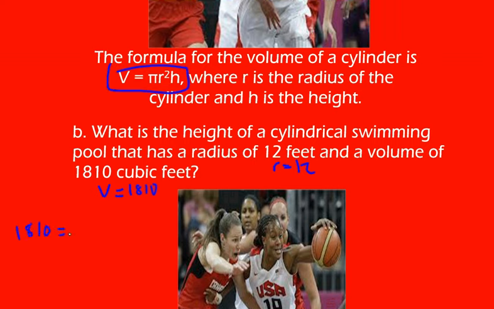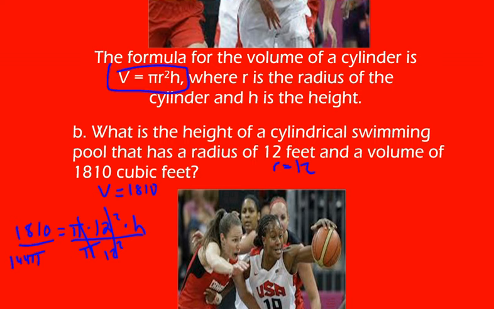1,810 is equal to pi times 12 squared times the height. And we're trying to solve for the height. So we're just doing like we're solving for a variable. This is how I would do it. I'd plug it in right away. This would be 144. You can divide both sides by pi first if you'd like, to cancel out the pi. Then divide by the 12 squared, which is 144. So we divide this also by 144.